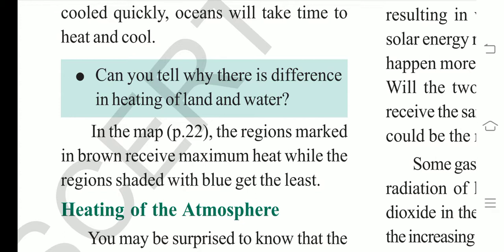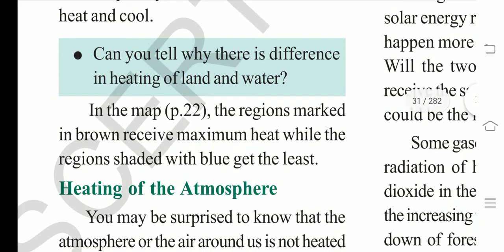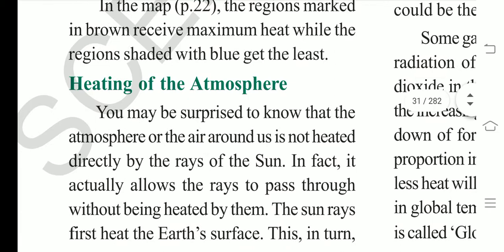This question is related to our explanation. What is the reason for differences in the heating of land and water? Because the land part absorbs heat very fast compared to the water bodies. Understand? This is the reason. Next, we see the heating of the atmosphere. How does the atmosphere become heated?